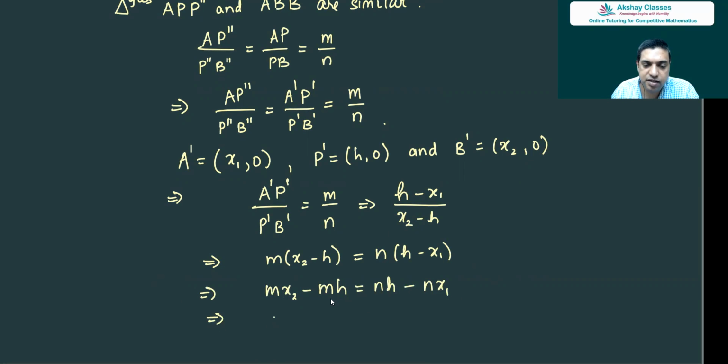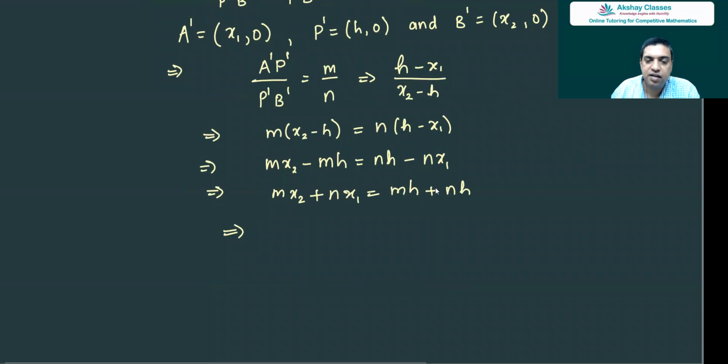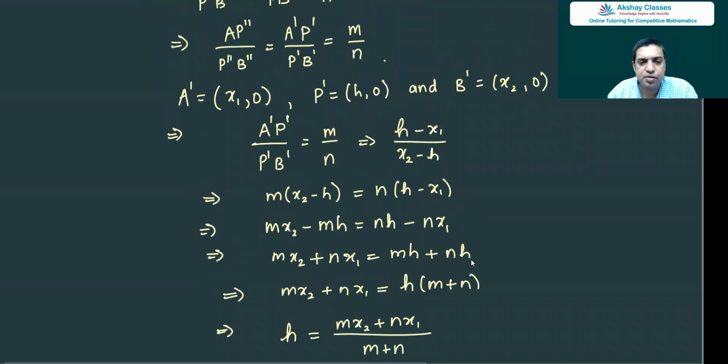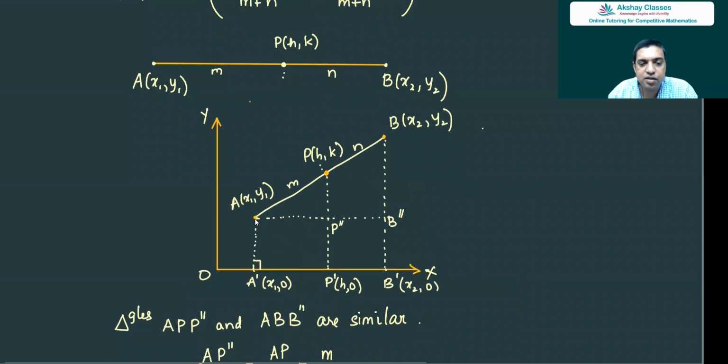So taking the negatives to the other side, mx2, I bring this nx1 to this side, so it becomes plus nx1, and I take this minus mh to the right hand side, it becomes plus mh plus nh. So from here, if you take h common, you get m plus n. So from here we get h as (mx2 plus nx1) by (m plus n). Got it? What did I do? I didn't do any big thing. I just took symmetry.